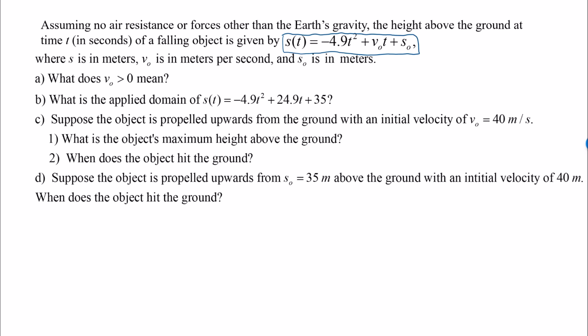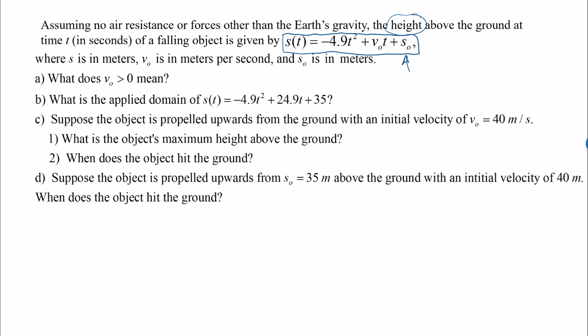S of t is its height, and the first term, negative 4.9 t squared, is the term that is due to gravity. So it's negative because gravity is pulling down on it. And the next term, the plus v naught t, means the velocity at the start. That will depend on if you give something a velocity either upward or downward as you start, or if you just drop something. The next term, the s naught, is the height at the beginning.